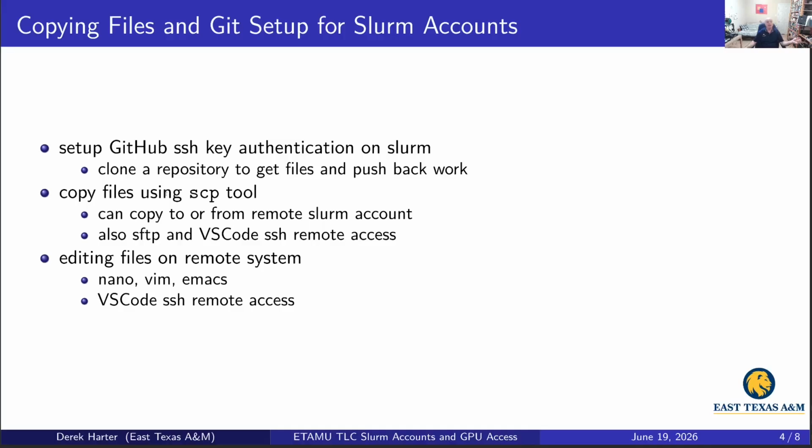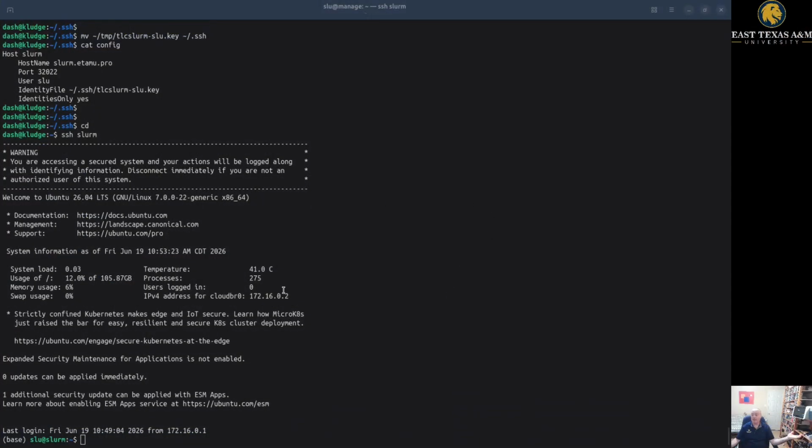The thing is, we need to get files to and from your Slurm account. One way to do that is you can just set up Git and do Git clones and do Git commits and push commits to and from a repository. But I'll also show real quickly using the SCP copy tool here to get files to and from your Slurm account. Okay, so first of all, let's set up GitHub.